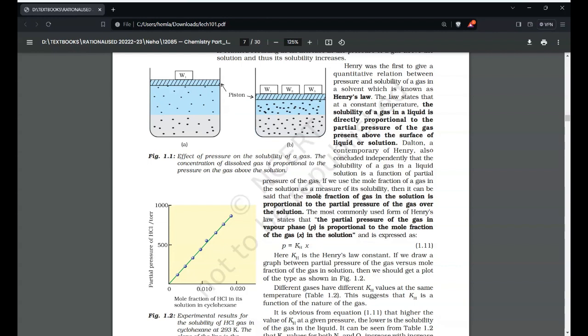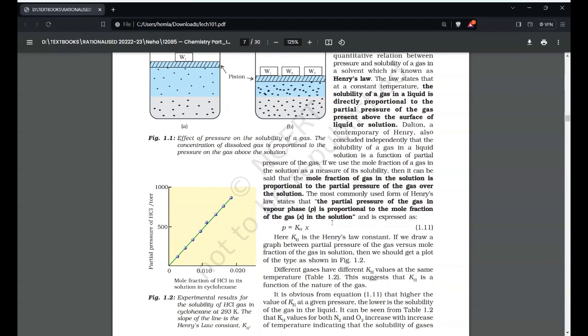So yeah, okay. The most commonly used form of Henry's law states that the partial pressure of the gas in vapor phase is proportional to the mole fraction of gas in the solution, and it is expressed as P is equal to KH X. So this is the Henry's law, okay, and there's no other choice. You need to read and learn this statement word by word if you want to get full marks.